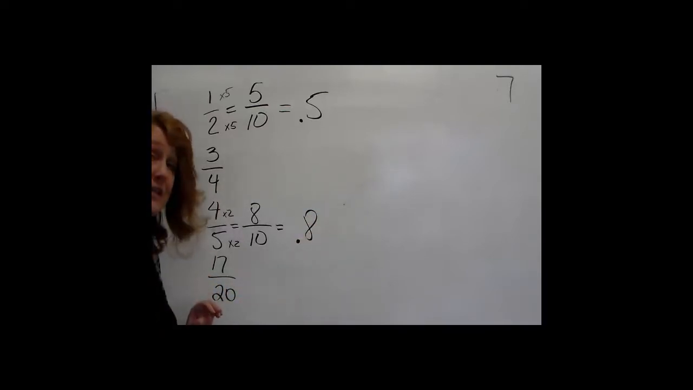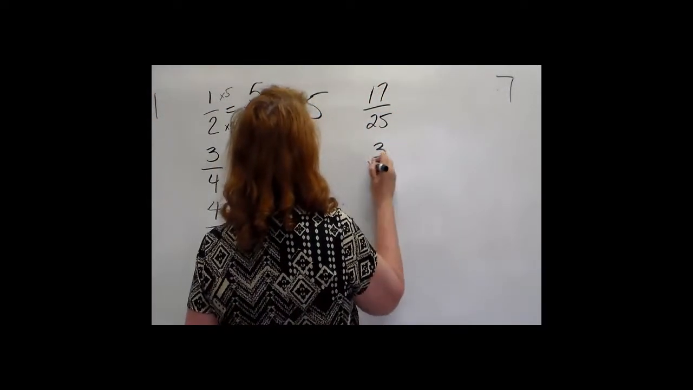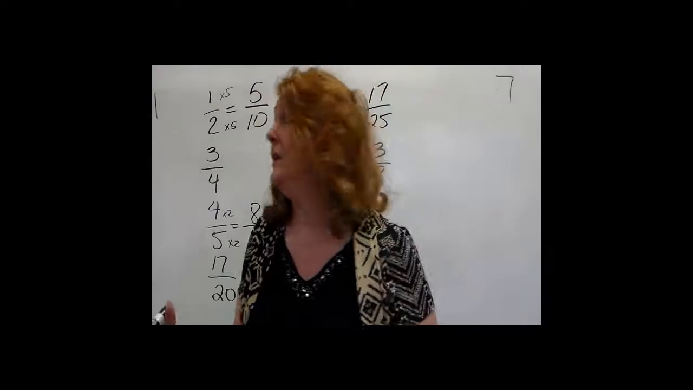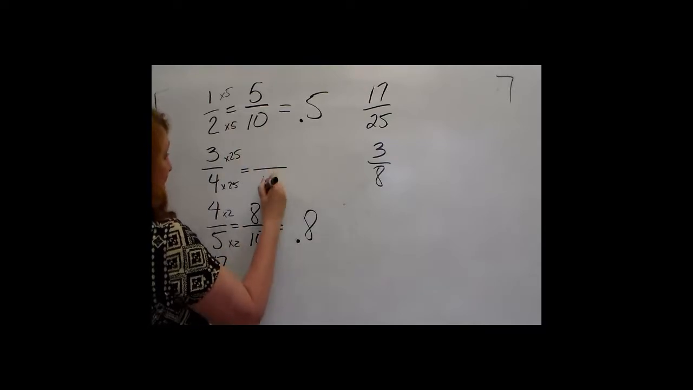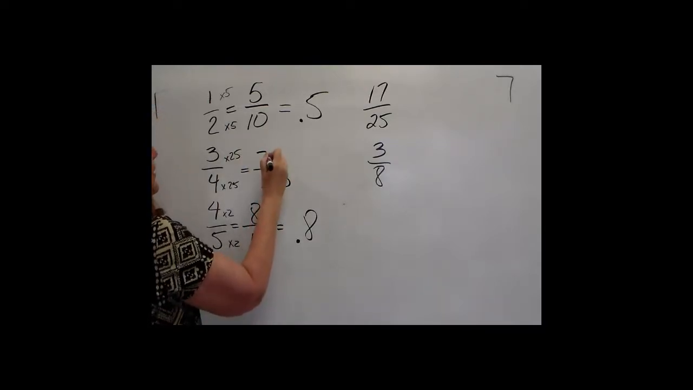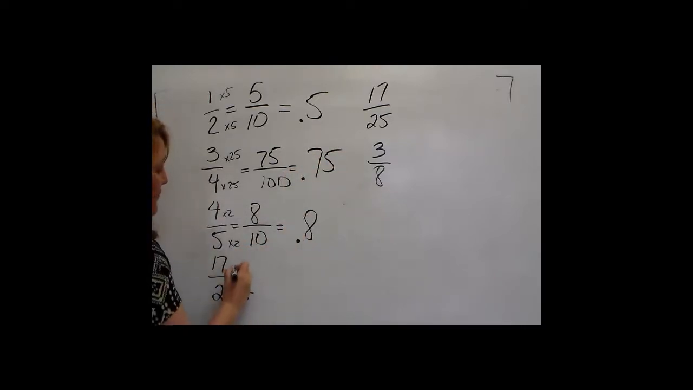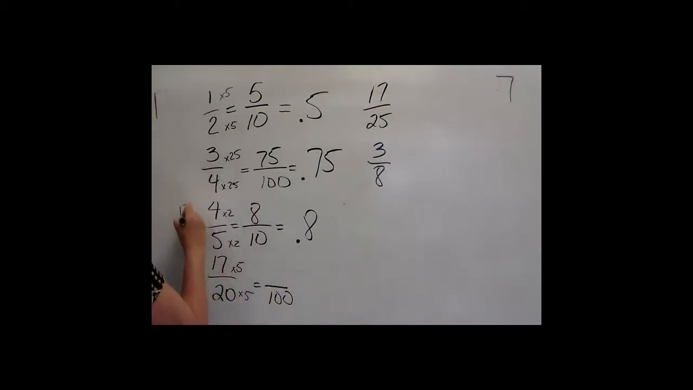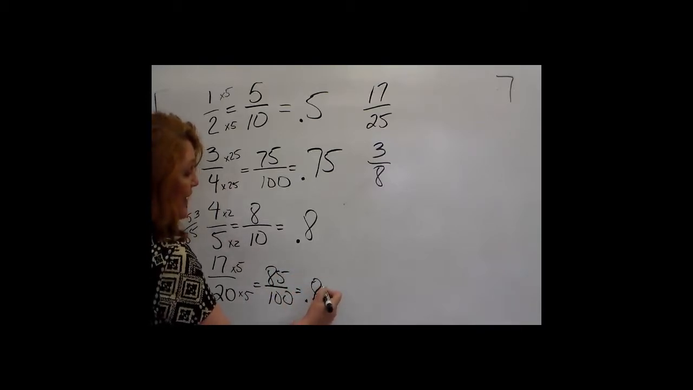Both 4 and 20 and 25, let's say 3/4, 17/20, 17/25 and 3/8. 4, 20, and 25, these all go into 100. And so here we're going to multiply 4 times 25, and that's going to give us a denominator of 100 and a numerator of 75, and that is 0.75. 20 times 5 is 100. So 17 times 5, and here I got to do a little math, is 85. So that's going to give us 0.85.